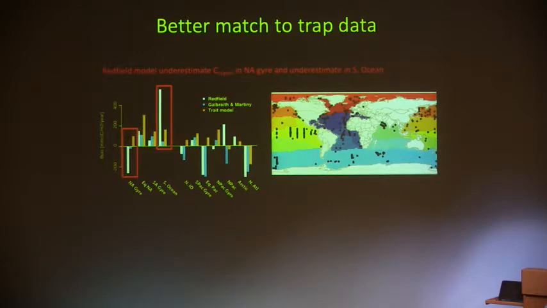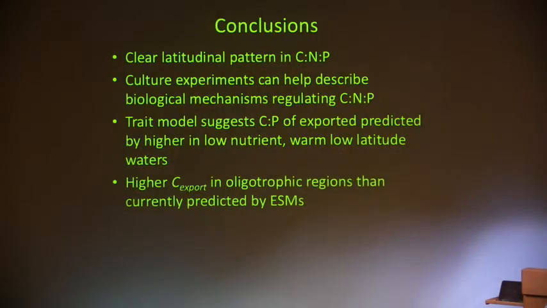And so in the regions with the highest C to P and the lowest C to P, you remove a lot of the bias between the export and the traps by using a variable stoichiometry. And thereby we get a more accurate description of carbon export by using variable stoichiometry.